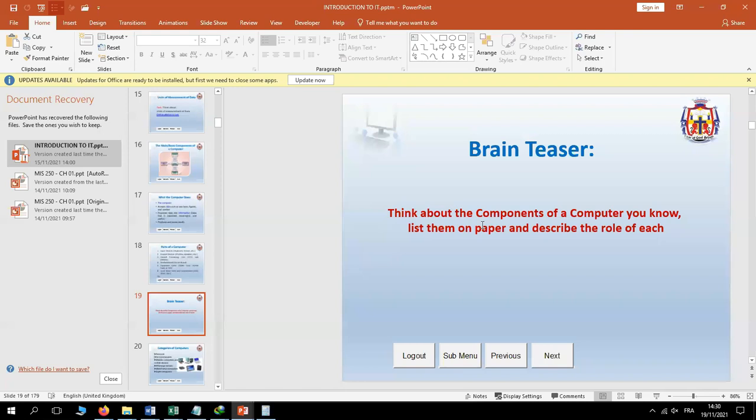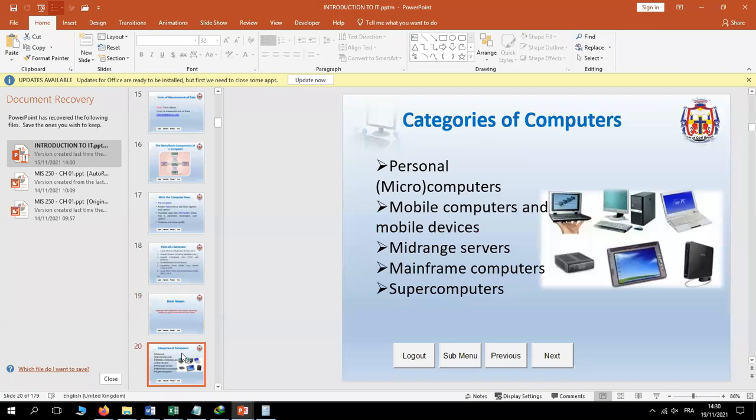So moving on, we are looking at, first of all, categories of computers. We will find that we can categorize computers in so many forms.